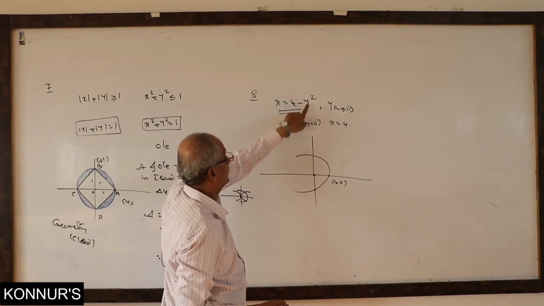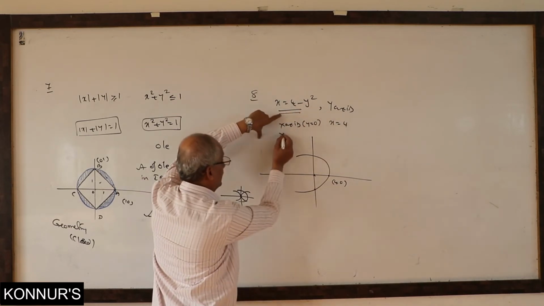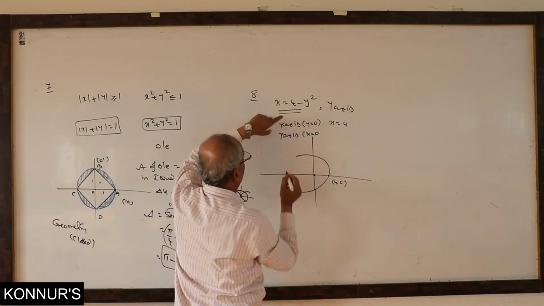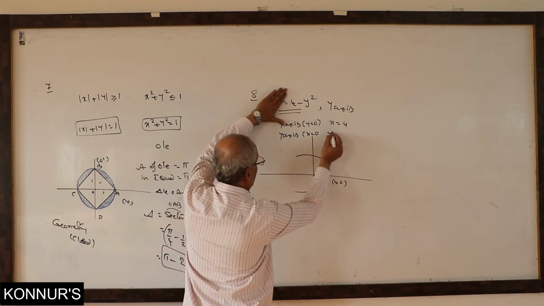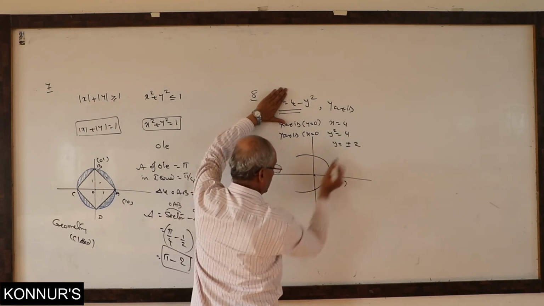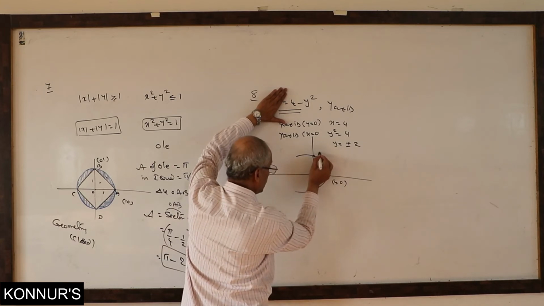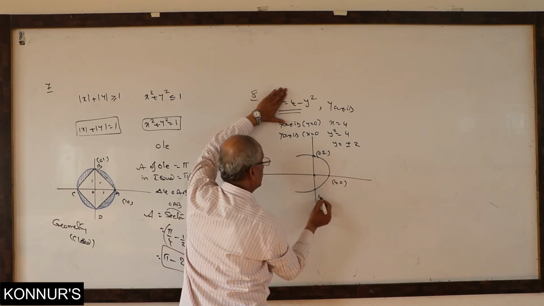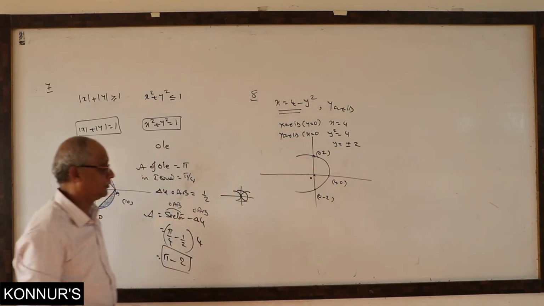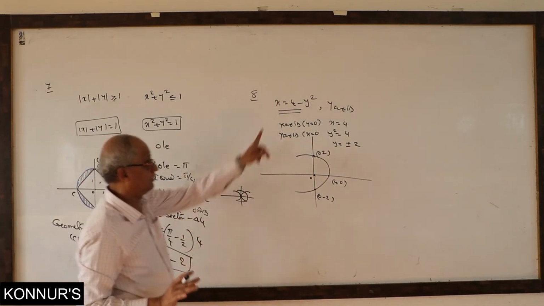Okay. So, on the y-axis, x must be 0. Then what is the y square value? 4. That will give plus or minus 2. That means this point is (0, 2) and this is (0, -2). Symmetric with the x-axis, I told you, because of the even power of y.